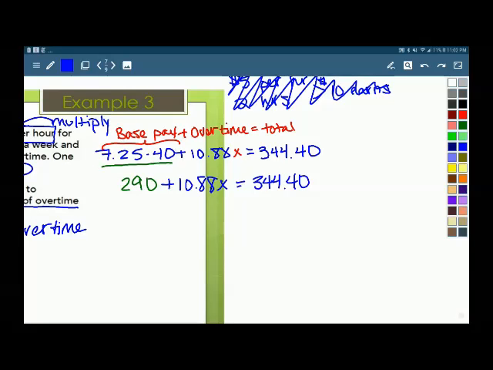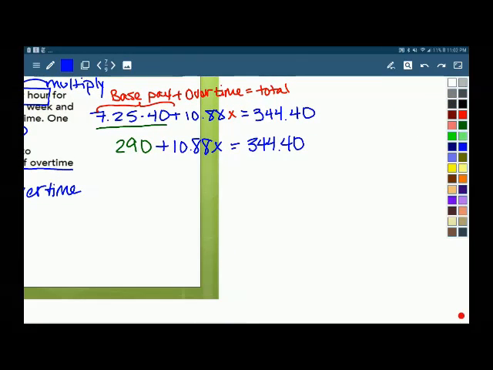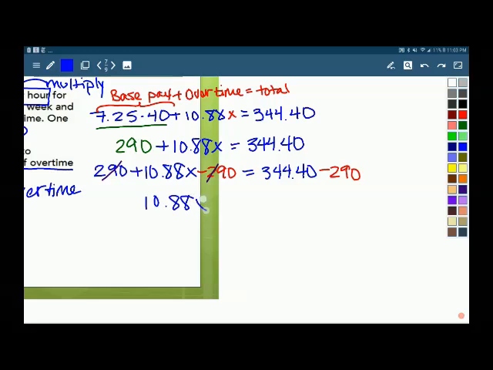Now my whole goal here, I want to figure out how many hours of overtime I worked, so I want to figure out what x is. I've got to get x alone. Well, 290 is being added, so a positive 290. So I'm going to subtract it from either side of the equation. That's going to give me 10.88x is equal to, if you need to, you can go back into your calculator, 344.40 minus 290.